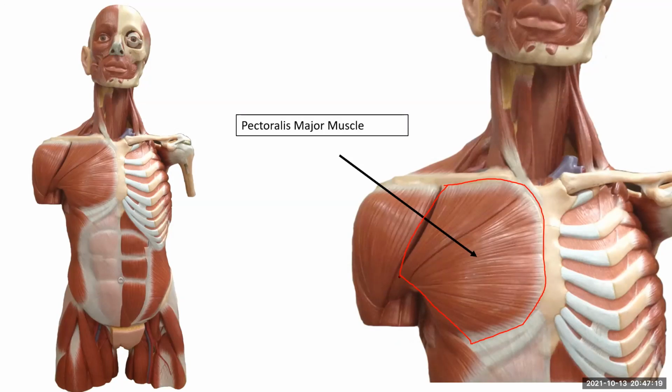Pectoralis major. You have a pectoralis minor, but you don't need to know it for identification purposes for this class. But the pectoralis minor muscle sits right underneath that.